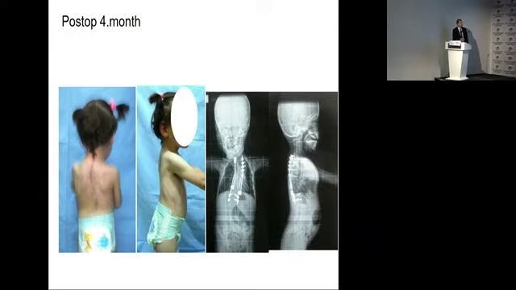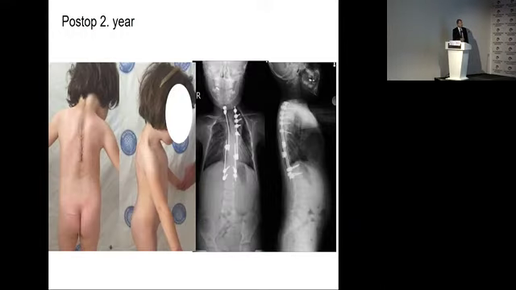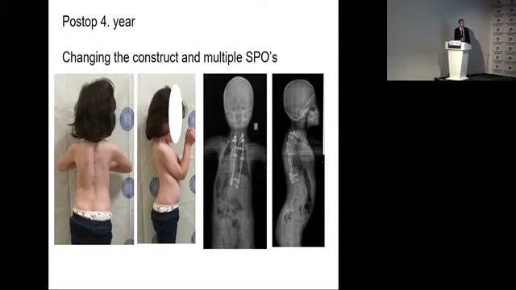This plan worked for 2 years. As you can see, her balance is not bad, it's okay. We were still lengthening, but in the end she developed a kind of fusion here, and we saw that we could not distract the patient. So we did SPOs at this level, at the apex, and converted her construct to a classical growing rod construct.